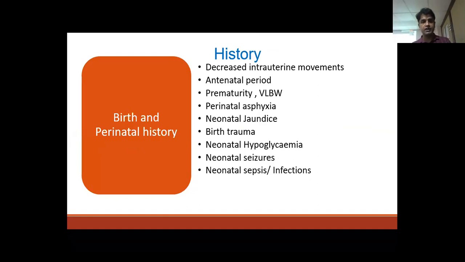So the birth and perinatal history is very important. Antenatal period, congenital viral infections, decreased intrauterine movements, growth, liquor, etc. All those things are important. Prematurity, low birth weight, perinatal asphyxia, neonatal jaundice, birth trauma, neonatal hypoglycemia, seizures, neonatal sepsis, meningitis, infections. All those things will matter in terms of our diagnosis and differential.